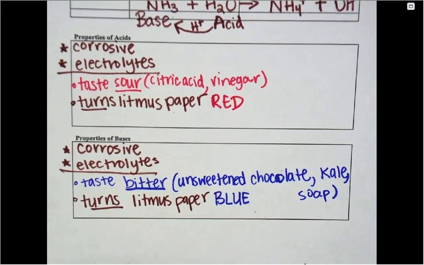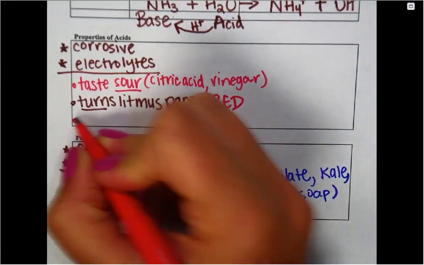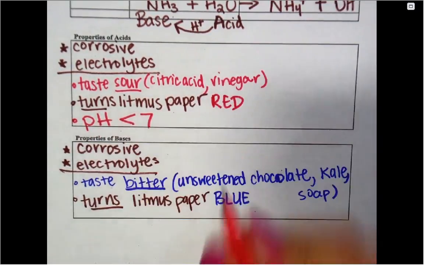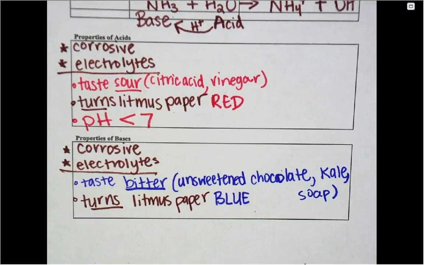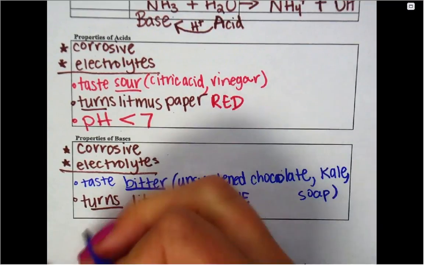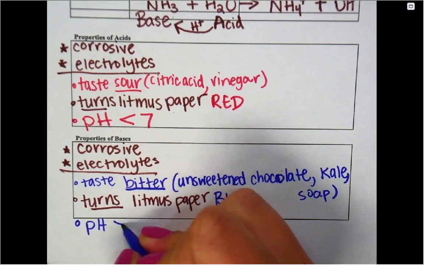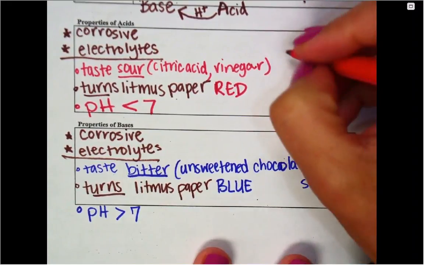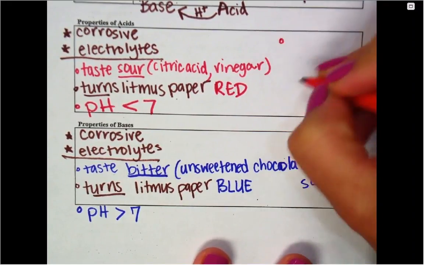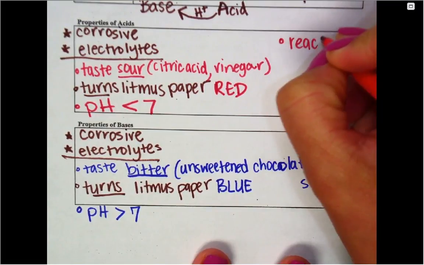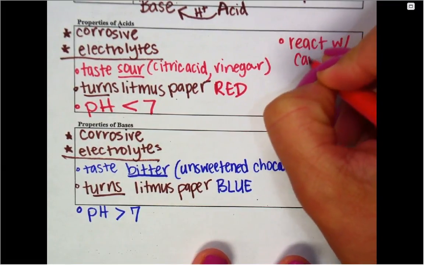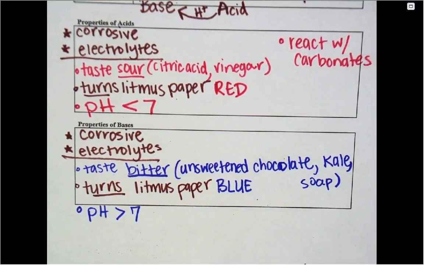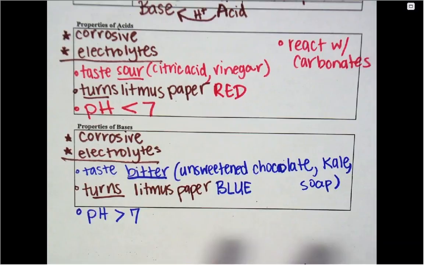Our next thing is our differences in pH. Our acids have a pH less than 7, meaning 0 to 7. And actually, it can go below 0. Our bases have a pH greater than 7. All right, so let's start with acids. The next thing about an acid is that they react with carbonates. So a base will not. Acids will react with carbonates.